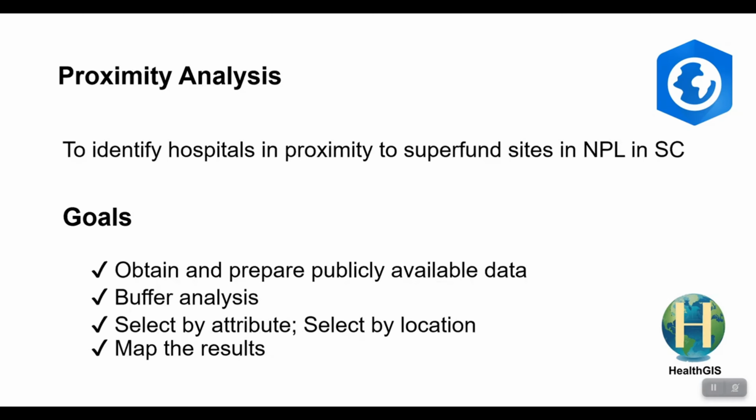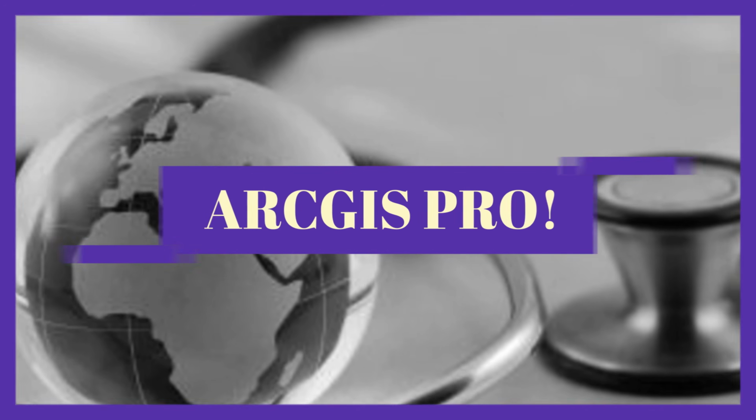So we will perform some selection by attribute based on the attribute information, and selection by location based on the geographic relationship between two features. And so we will then apply proximity analysis using buffer analysis, and finally we will map the results to identify which hospitals are in proximity to Superfund sites at different distances, 1, 2, 5, and 10 miles from the Superfund sites. So let's jump right in.